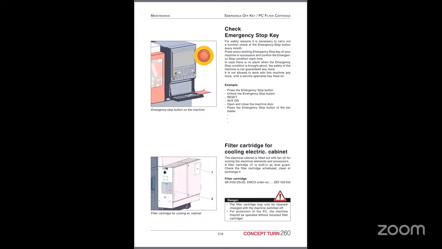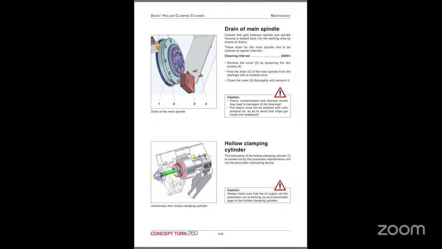Electrical cabinet filter. Electrical cabinet cooling filter check monthly. If the filter is dirty, it causes cabinet overheating, drive failure, PC failure. Main spindle drain, the spindle area drain passage. The purpose is coolant drainage. Make sure that there will be no blockage.